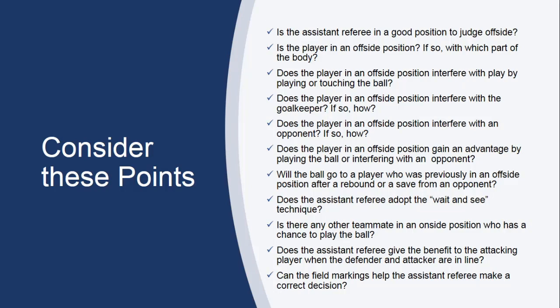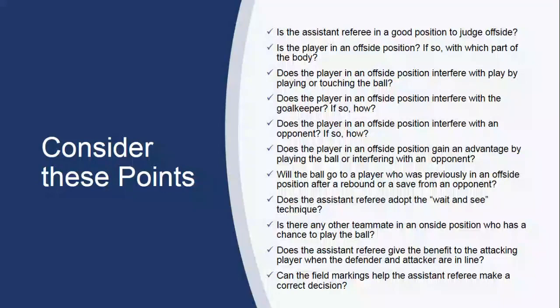So we come back to, are they even with the second to last opponent or even the ball? And can the field markings help the assistant referee make a correct decision? So many of our fields in Ohio now have football lines. They're great for helping judge whether a player was on or off. If you can tell that they were on the 5 and then the opponent was a step ahead of them on the 6, you know that they were in an offside position.